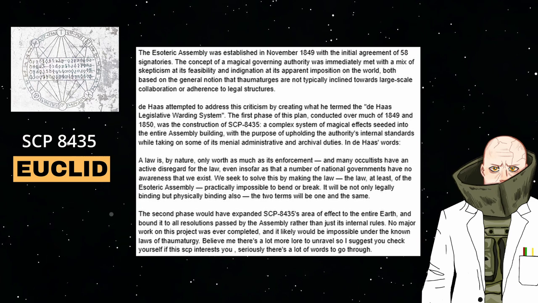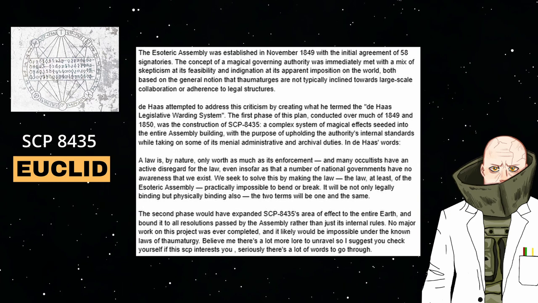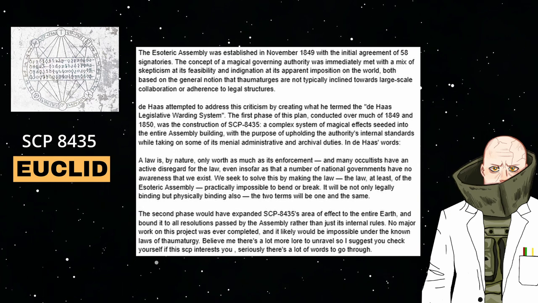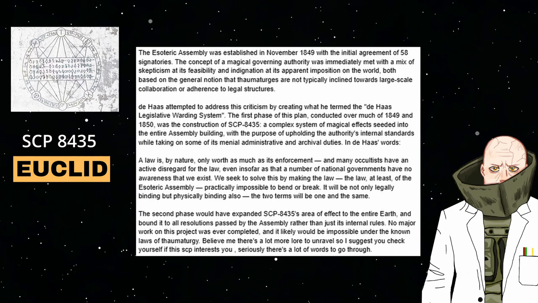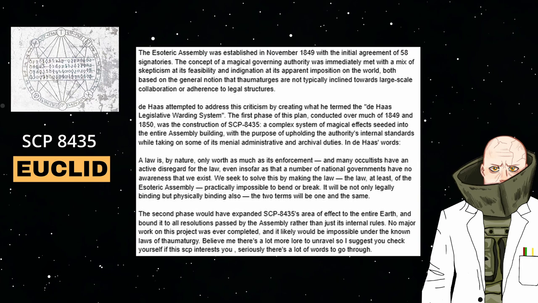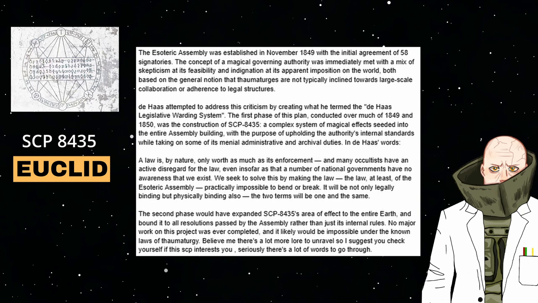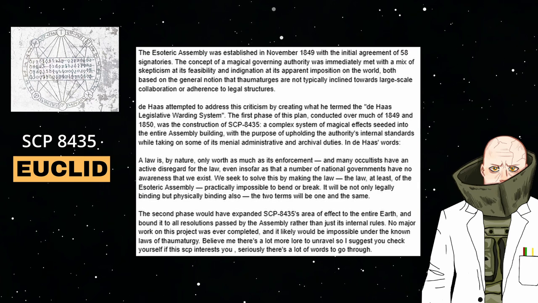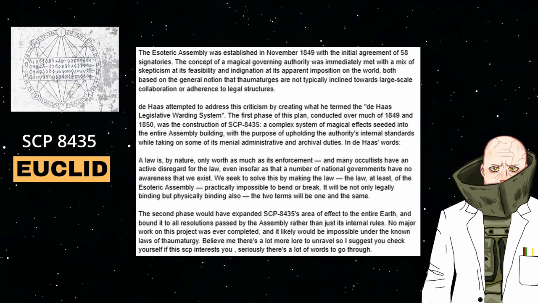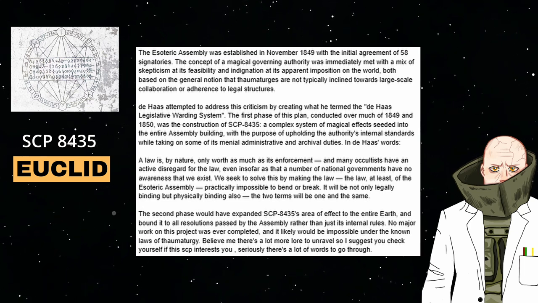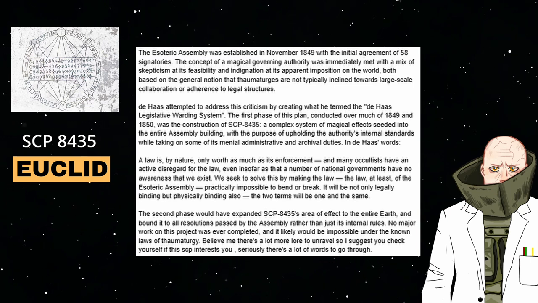The concept of a magical governing authority was immediately met with a mix of skepticism, as to its feasibility, and indignation at its apparent imposition on the world, both based on the general notion that thaumaturges are not typically inclined towards large-scale collaboration or adherence to legal structures. De Haas attempted to address the criticism by creating what he termed the De Haas legislative warding system. The first stage of this plan, conducted over much of 1849 and 1850, was the construction of 8435, a complex system of magical effects seeded into the entire Assembly building, with the purpose of upholding the authority's internal standards while taking on some of its menial administrative and archival duties.